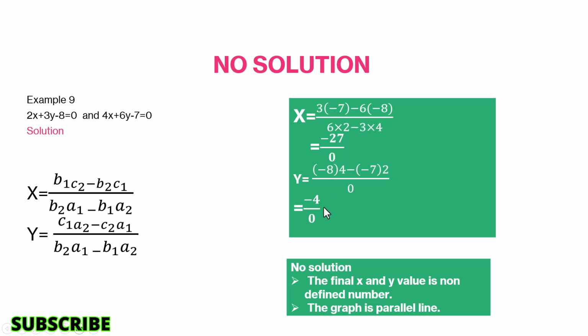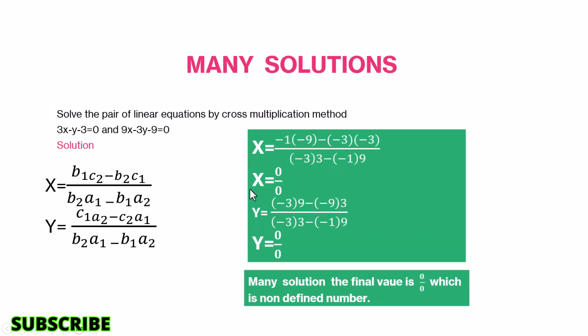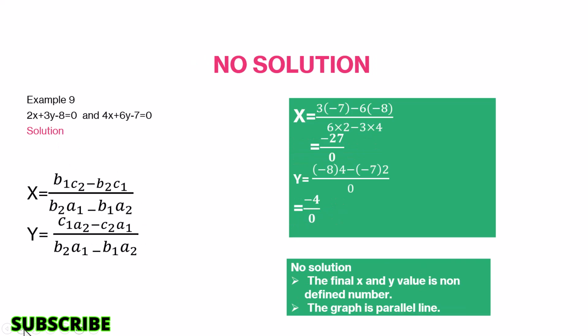In many solutions, both the numerator and denominator are 0. In the no solution case, only the denominator is 0; that is the difference. In the many solutions case, numerator and denominator are 0. In no solution, the numerator is any real number and the denominator is 0. So in the no solution case, the final x and y values are non-defined numbers. The graph is parallel lines.